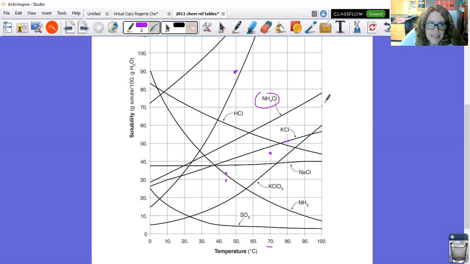Now let's go to 60 grams, which is here at 45 degrees, right? And that's our point right there. And is that saturated for KNO3? So this is the KNO3 line right here. So that's unsaturated. Now 110 grams, now we're going to have to go up to 110 grams right here.